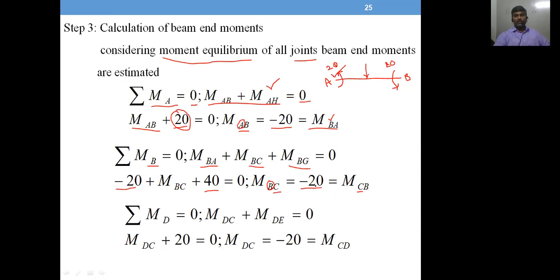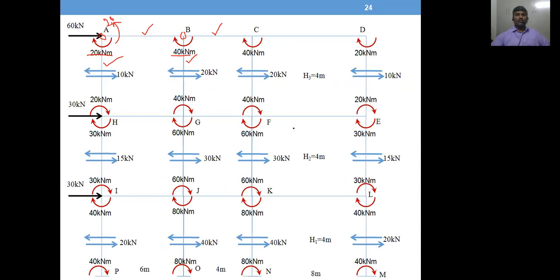Okay, so even for this also you have minus 20, minus in the sense anti-clockwise. Okay, so this end B and end C both are 20. So no change. AB and BC, both the beams have got same value and same nature.